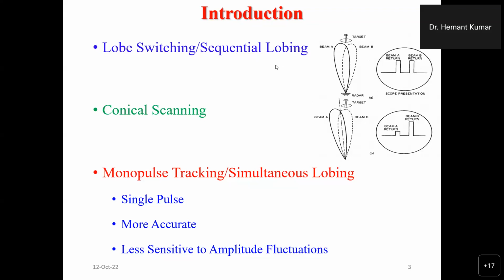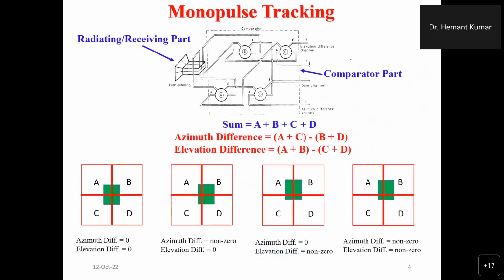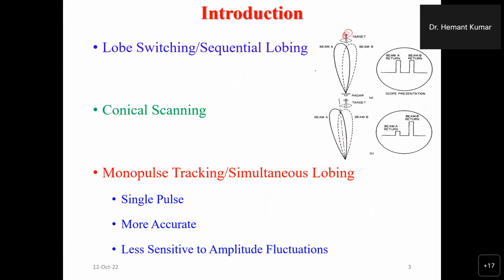Right. So in this we have the first technique, the lobe switching technique. In the lobe switching technique, what happens? Suppose this is our target. Just a second, my pen is not working. Yeah, this is our target, and this is our radar. So in the lobe switching, what will happen? It will send a beam or two beams. And if we want to track the target in one axis, in the horizontal axis, what will it do? This radar will send one beam in this direction, beam A, and after some time it will send another beam in this direction, and it will receive some echo, and we can see what is the amplitude for beam A and what is the amplitude for beam B.